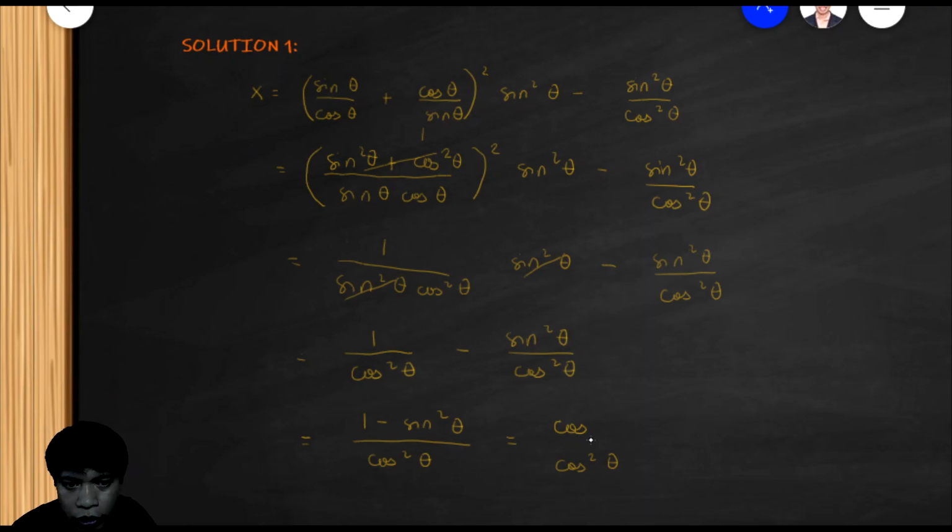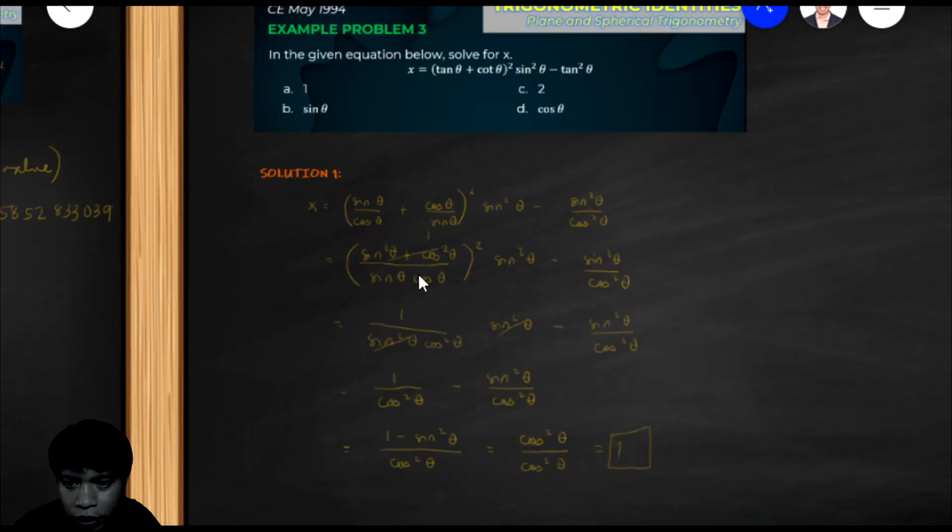So our equation becomes cosine squared theta over cosine squared theta, which is also equal to 1. So our final answer, of course, is 1. Okay? So our answer here, guys, is letter A, which is 1.